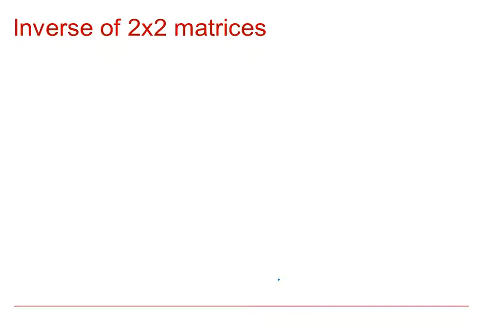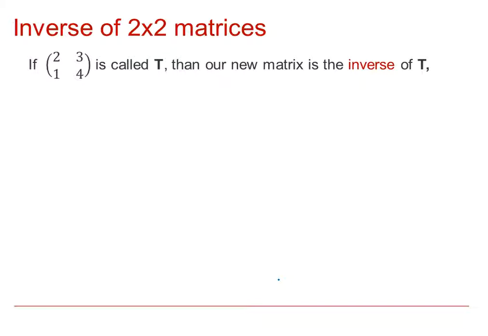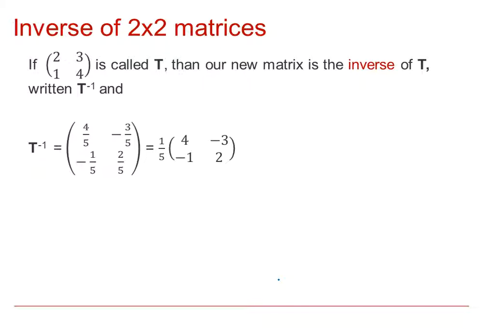So now we can start to think about the inverse of a 2 by 2 matrix in a bit more detail. So if the matrix 2, 3, 1, 4 is called T, then our new matrix is the inverse of T. And this would be written as T minus 1. And T minus 1 would be the inverse of the original matrix. So that is the matrix that we just found. So T times T minus 1 is the same as T minus 1 times T. They both would give you the identity matrix 1, 0, 0, 1.